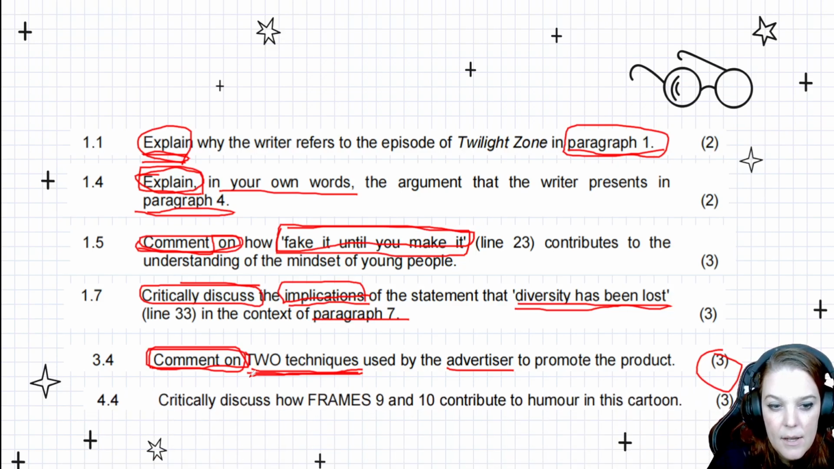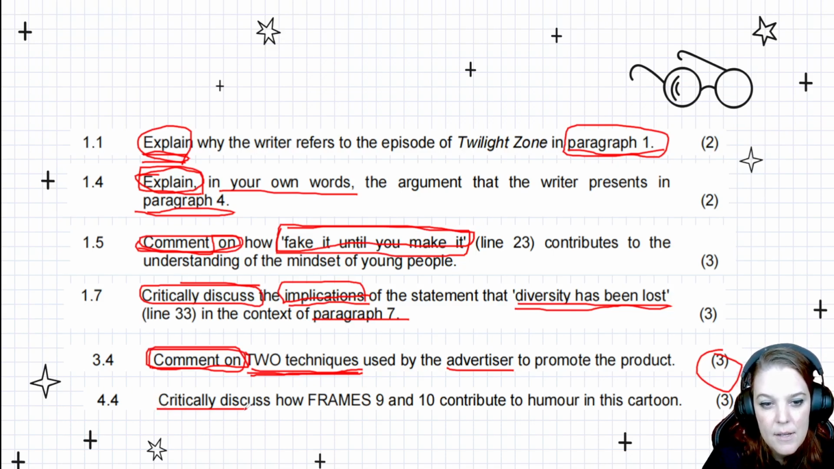Okay, lovely. Let's look at one last one. Critically discuss. Same as 1.7 here. Here's our question word. How frame 9 and 10 contribute to humor in this cartoon, right? So this one's a little bit more tricky.